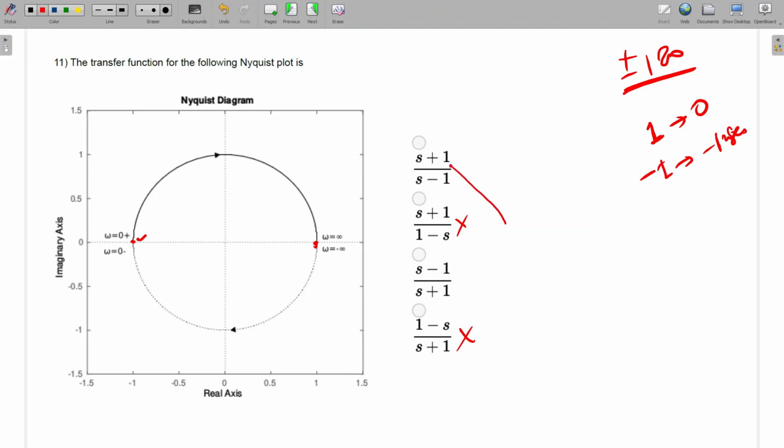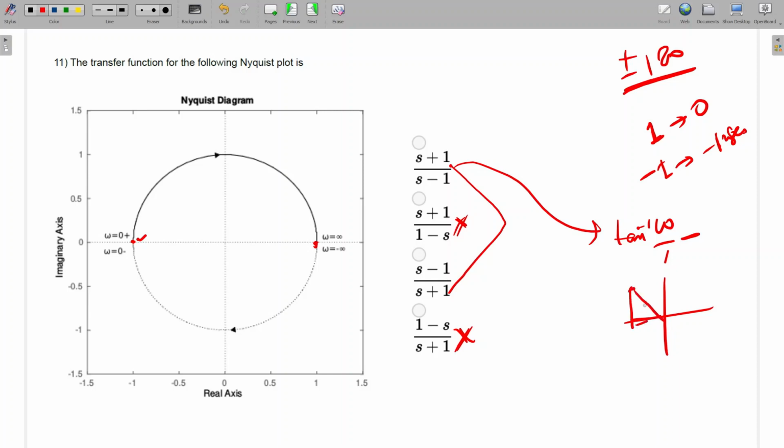Here and here both, we are getting minus 180. Correct. At omega equal to infinity, what will be the angle? See, these two options are incorrect. So I will just write tan inverse omega by 1. Minus, real part is minus 1 and j omega. Second quadrant. So what will be the angle? Minus 180 minus tan inverse omega.